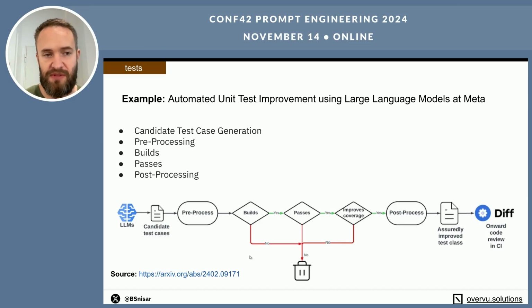Then it does some pre-processing, then generates tests and runs builds, and when the build passes, it means this is already a successful number of tests. Then post-processing improves code coverage, and here we have something ready to create the pull request. A really nice paper that says Meta itself internally tries to use this for different cases.